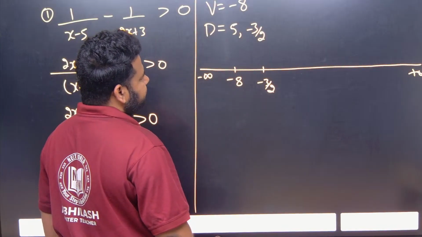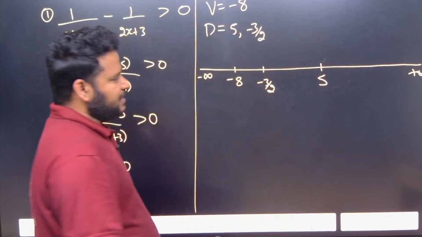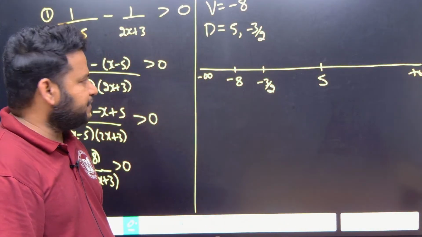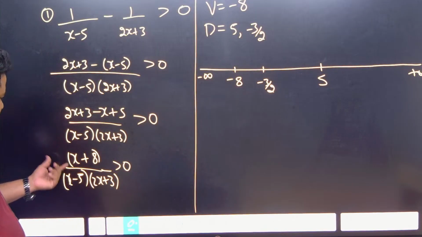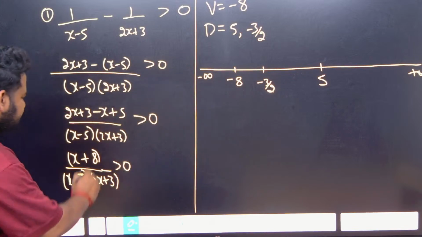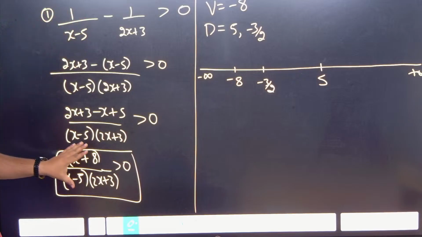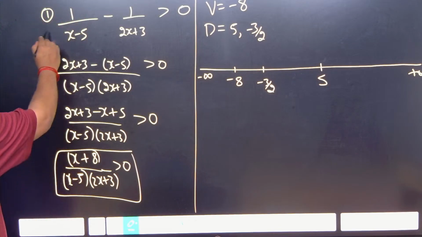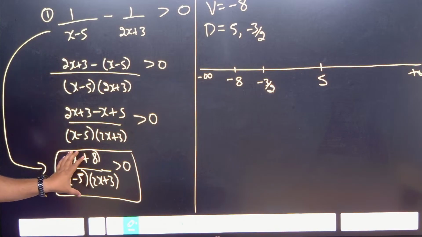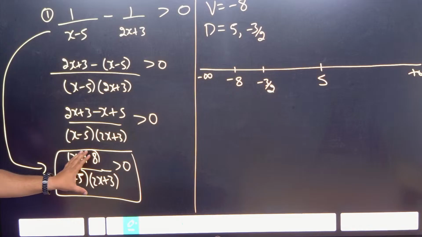The next number is only 5, so let me write 5 here. These are the values that we have. Now what we have to do? You have to apply the wavy curve method for this function, not for the original one. The original was modified and transformed into this form, so we apply the wavy curve method to this modified function.